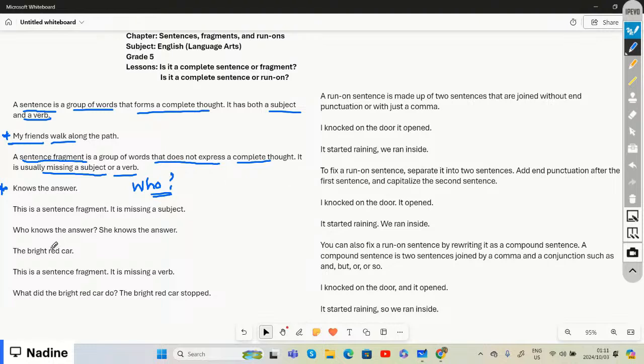And then if we look at the next sentence, it says, "The bright red car." Now the question is, what is the bright red car doing? It just says the bright red car. Like, what is the action? What is the verb over there? And there is no verb.